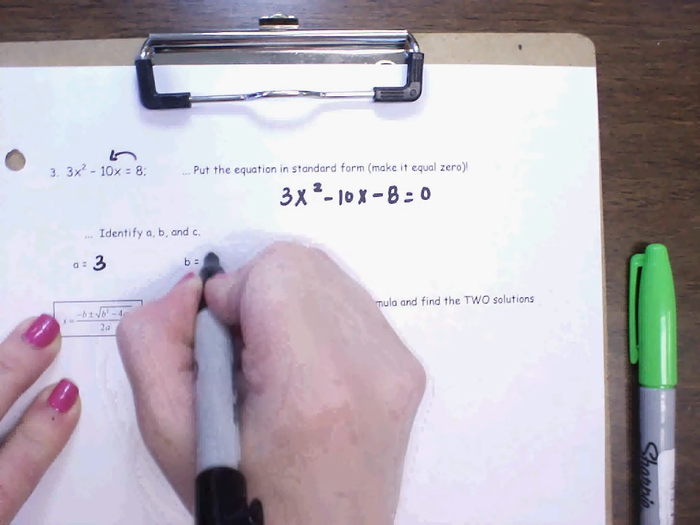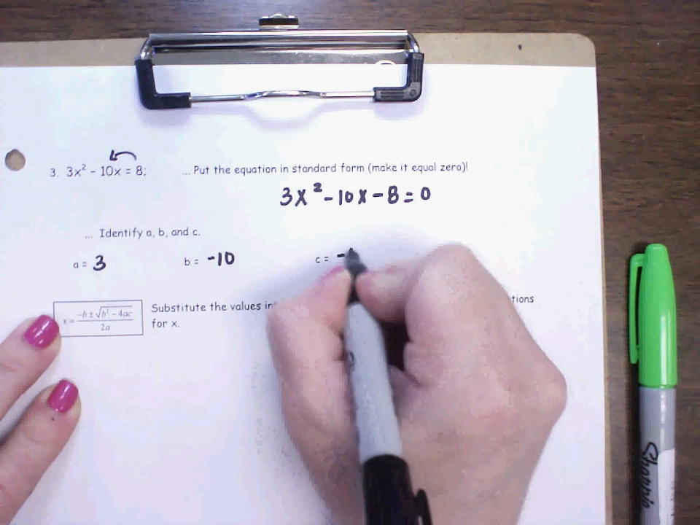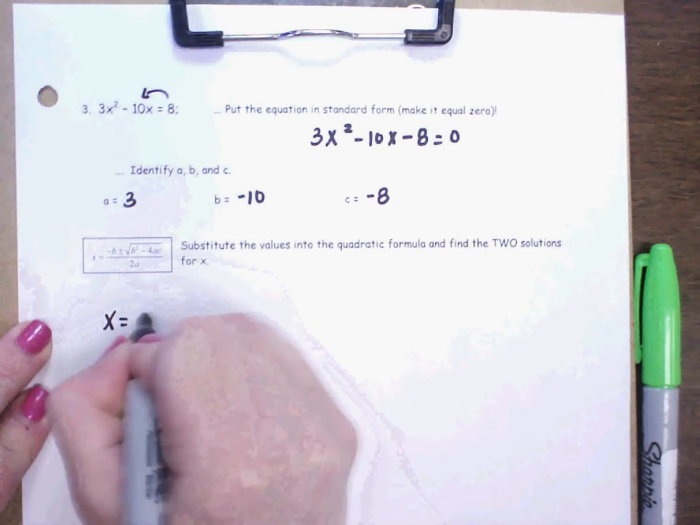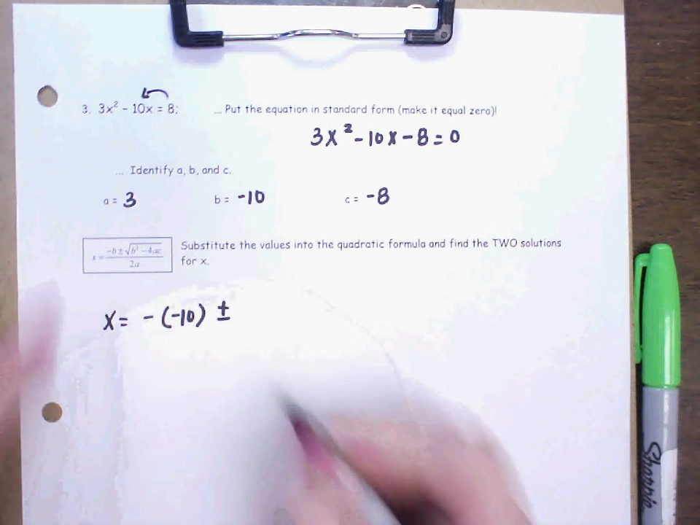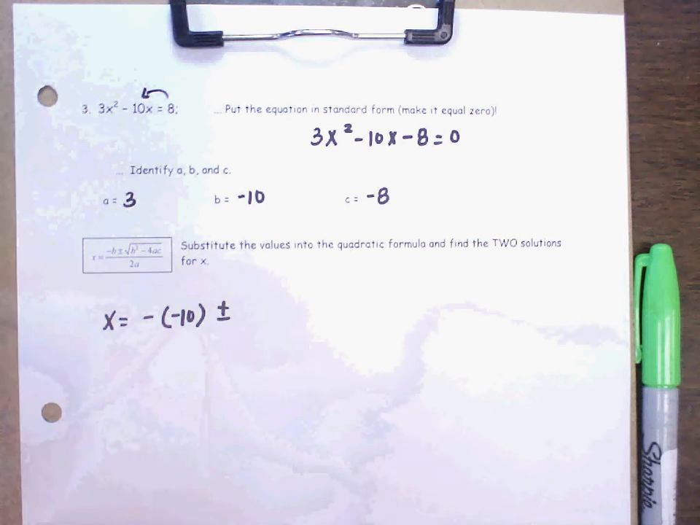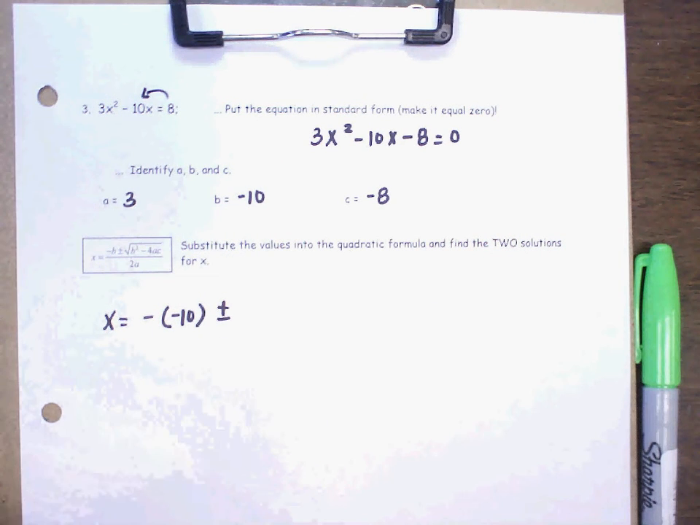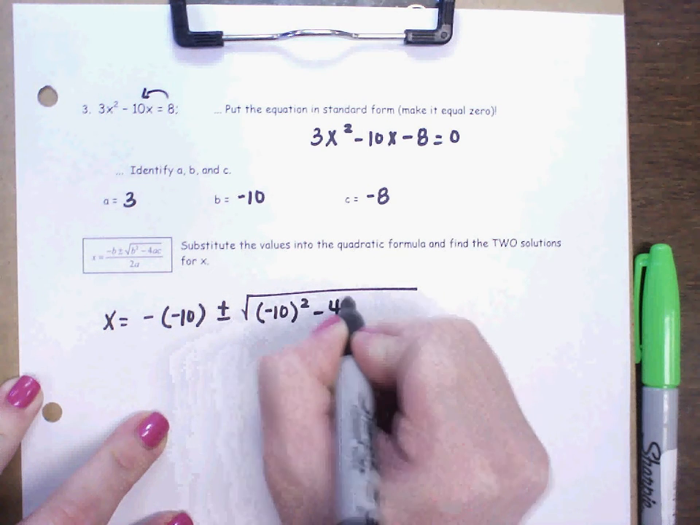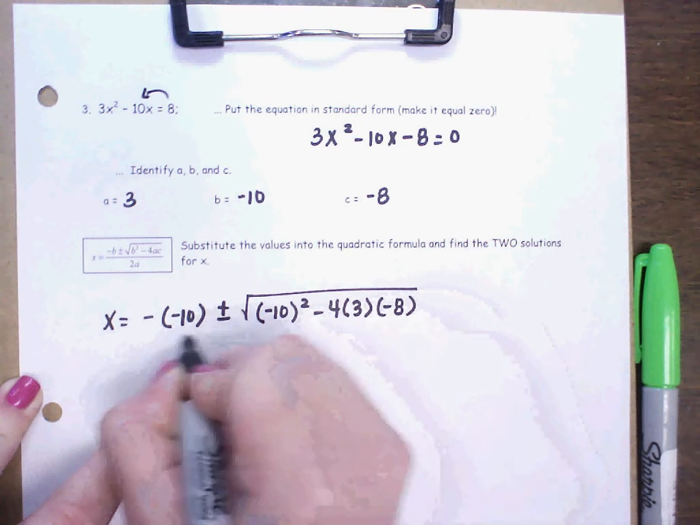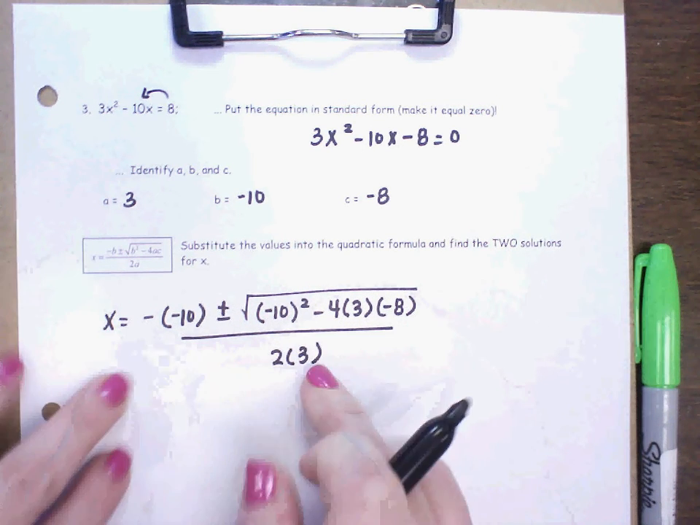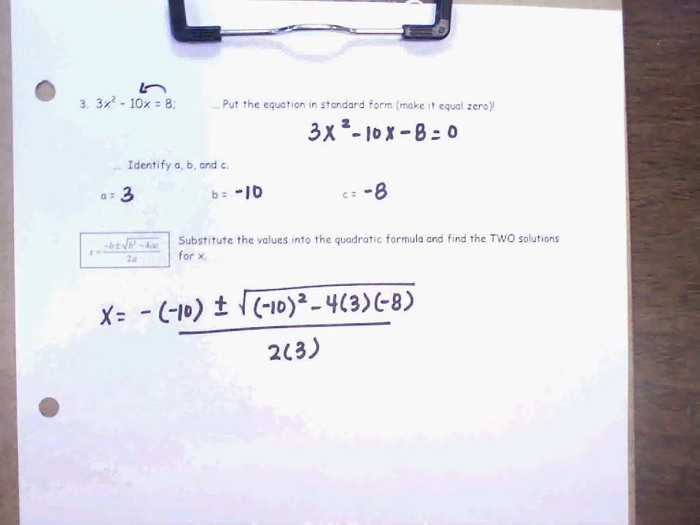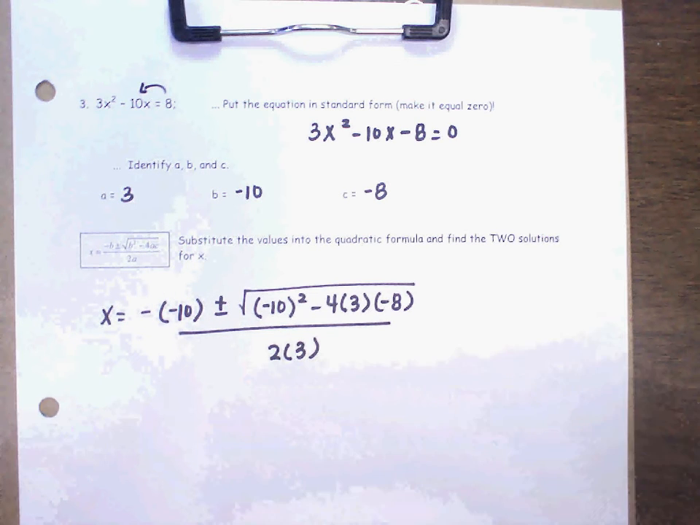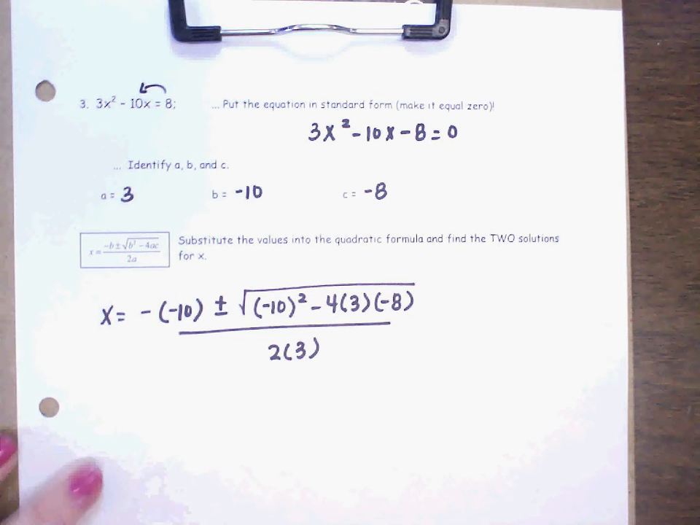What's my a? 3. What's my b? And what's my c? All right, so let's go ahead and substitute. X equals opposite of negative 10, because b is already a negative, but the formula already has a negative, so sometimes you're going to see two negatives side by side. Negative 10 squared minus 4 times 3 times negative 8, over 2 times 3. Now, I don't have to look at the formula because I already know it, but you are going to have to take a look at that formula before you start substituting. Are we good?